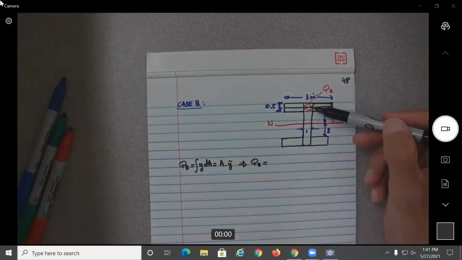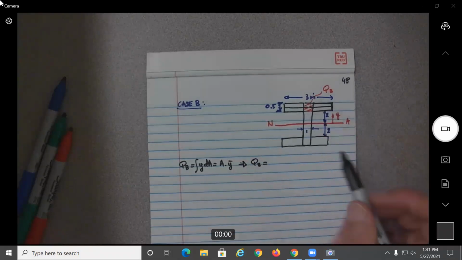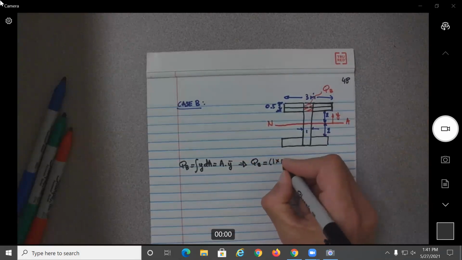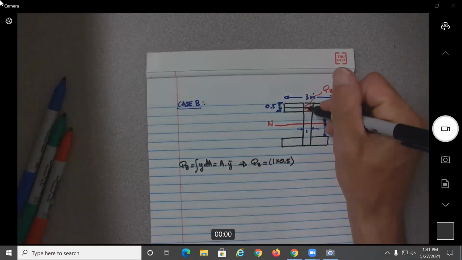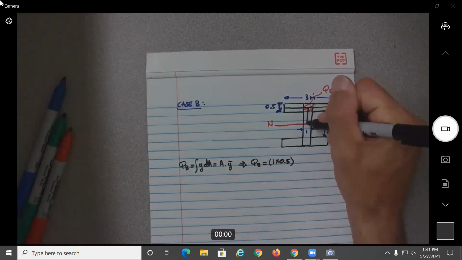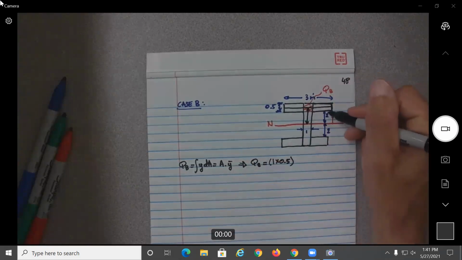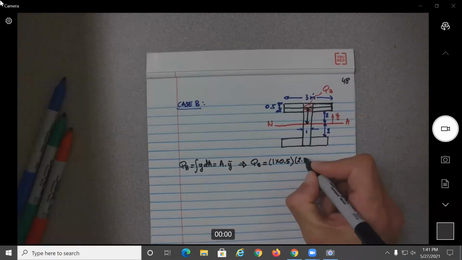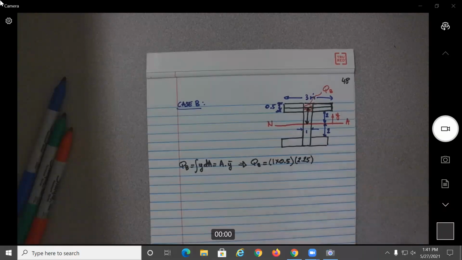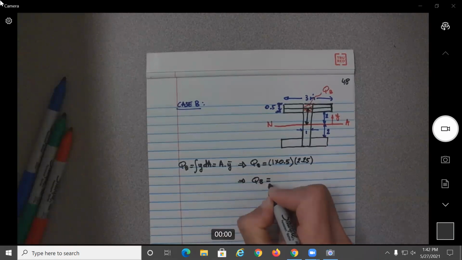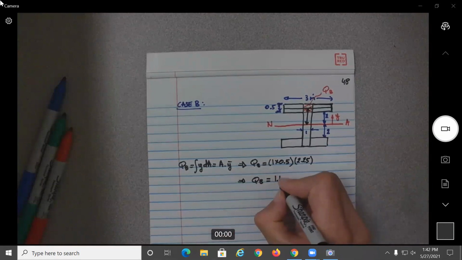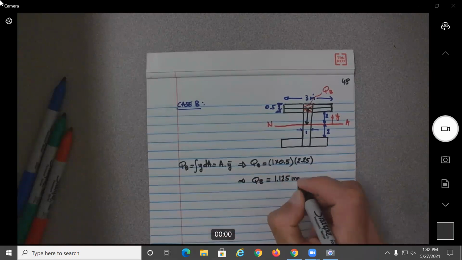So what would be the area of that little piece? It will be 1 times 0.5. And now what is that distance here from the CG to the neutral axis? It will be 2, I mean, the same as before, 2 plus half of 0.5. So 2 times 0.25. So this is going to give us that Q sub B is equal to 1.125 inch cubed.